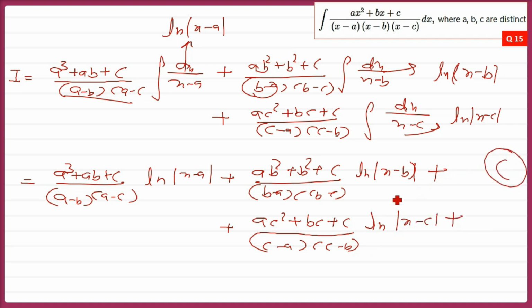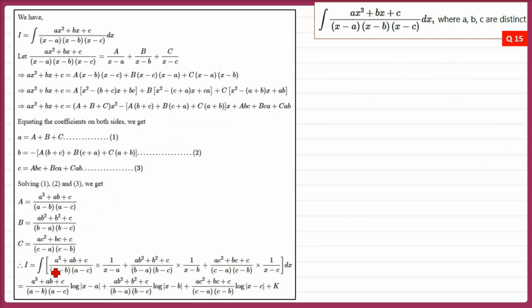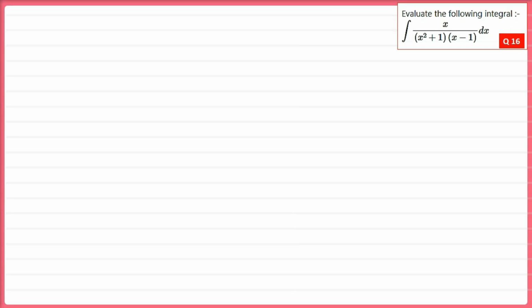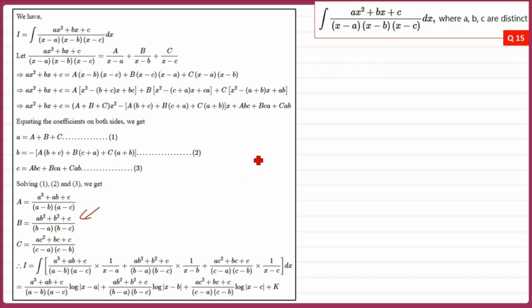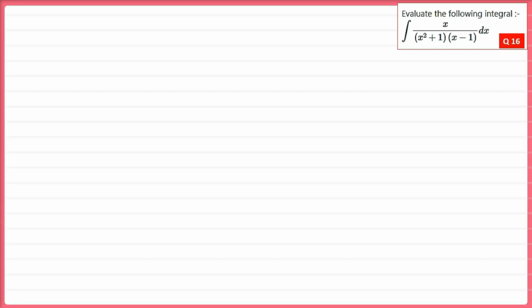Now C is already there, so let's just change it. Let me write some K, or you can always write some P, which is a constant which always will come after an indefinite integral. Now this will be the result, or this is the reference which you can follow. So this is a standard result for the other questions which are going to follow. This we will discuss in the later discussion.